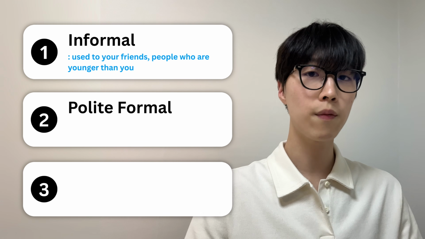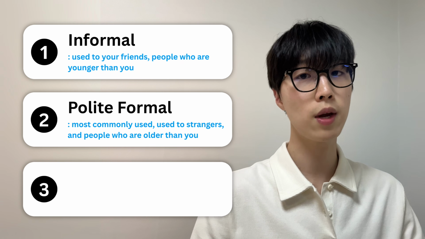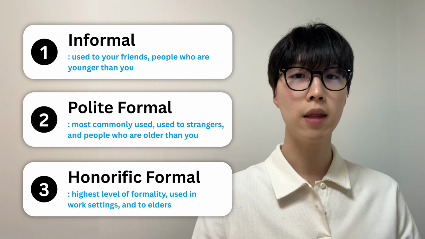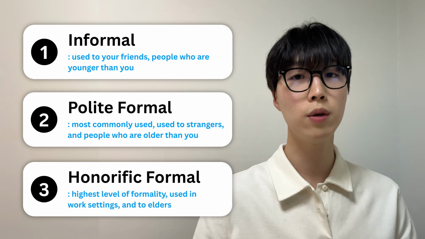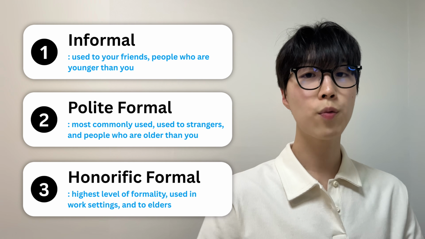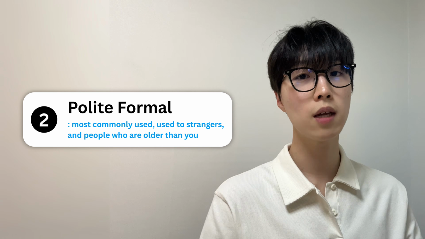Secondly, we have polite formal. This is the most commonly used one. This is when you would talk to a stranger or someone who is older than you. The last level is honorific, and this is the most formal one where you would use it in work settings or to elders. And if you're just starting out, I'd recommend starting out with polite formal, and in this video, I'm going to be using polite formal.